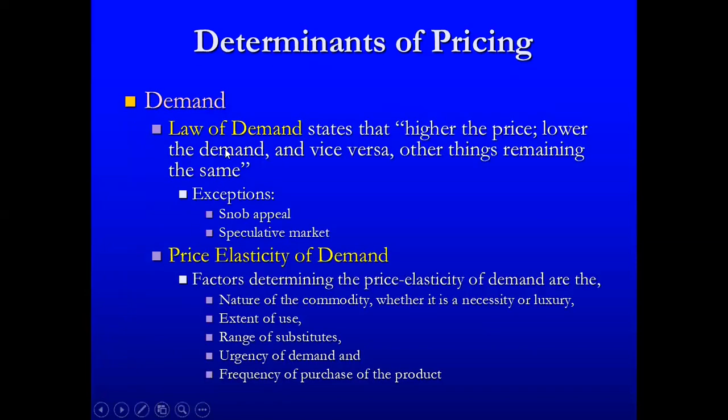First of all, demand. The law of demand states that the higher the price, the lower the demand, and vice versa, other things remaining the same. Exceptions are snob appeal and speculative market. Then there is price elasticity of demand. Factors determining the price elasticity of demand are nature of the commodity, whether it is a necessity or luxury, extent of use, range of substitutes, urgency of demand, and frequency of purchase of the product. So these are the factors which determine price elasticity of demand.